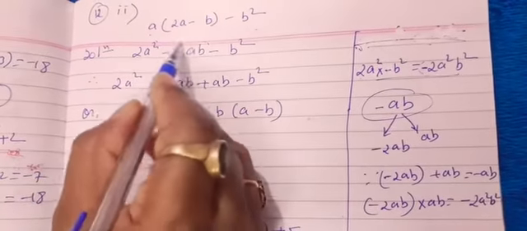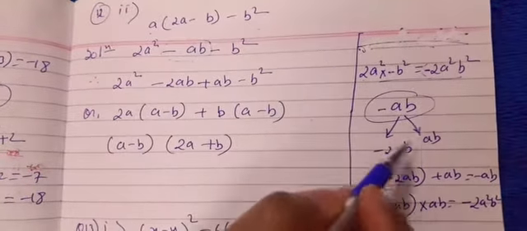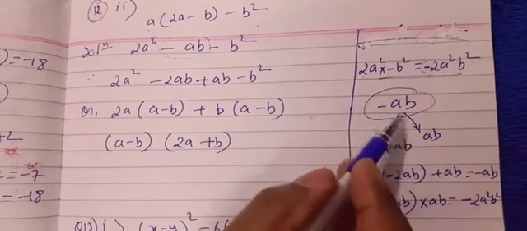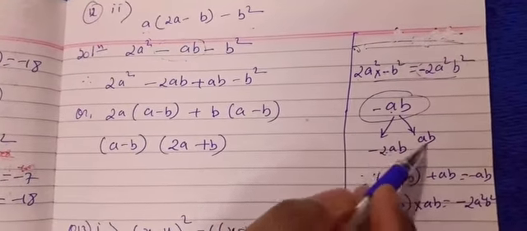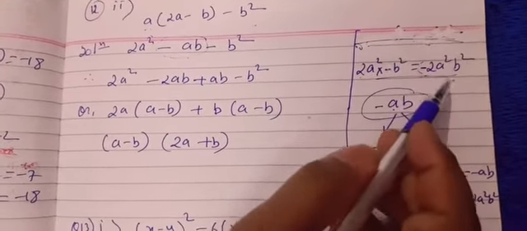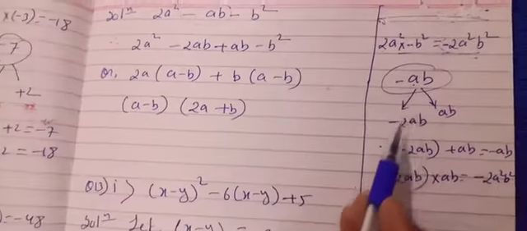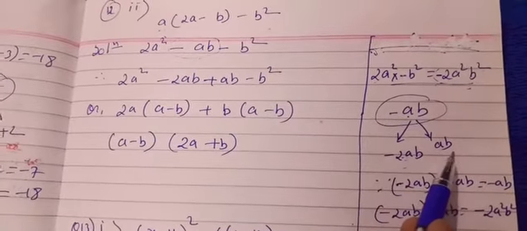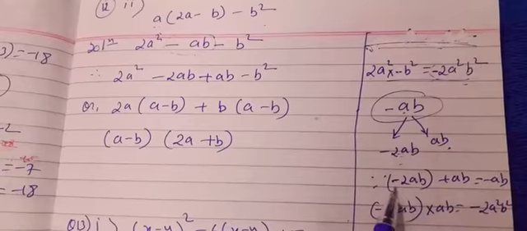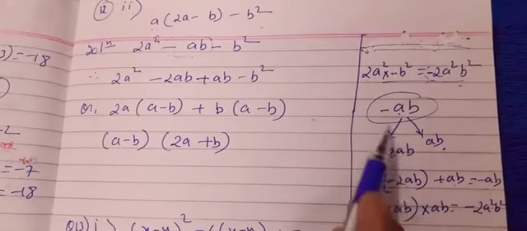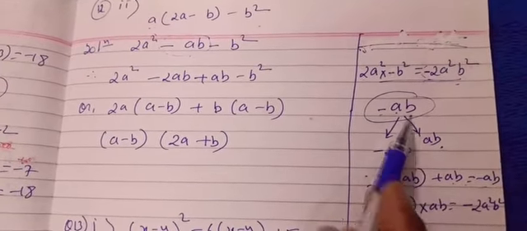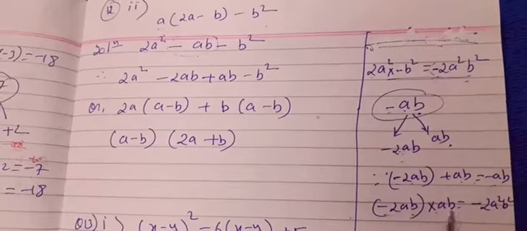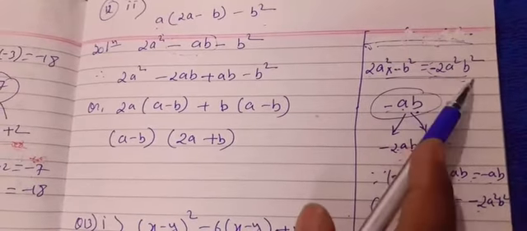Now I will split my middle term in such a way that their sum or difference equals the middle term and their product equals this number. So see what I have done here. I have chosen minus 2ab and ab, so that when I write minus 2ab plus ab, that is equal to minus ab, that is our middle term. And when you multiply minus 2ab and ab, you will get minus 2a square b square.